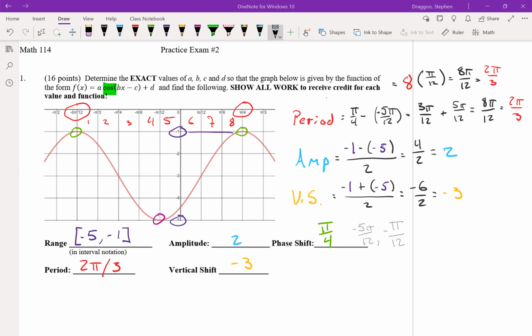Say it one more time. Yeah, for cosine, any peak will work. And I'm going to recommend choosing a peak instead of a value, because it makes your a easier.